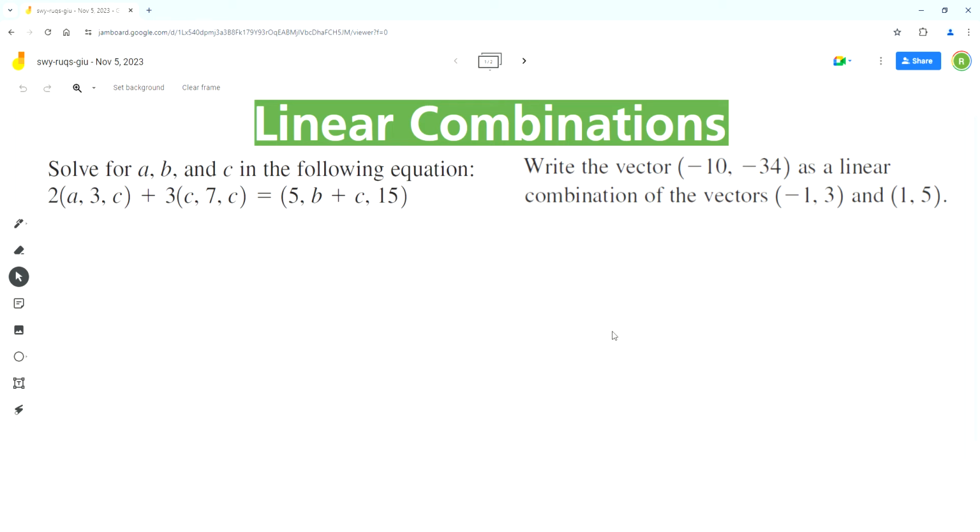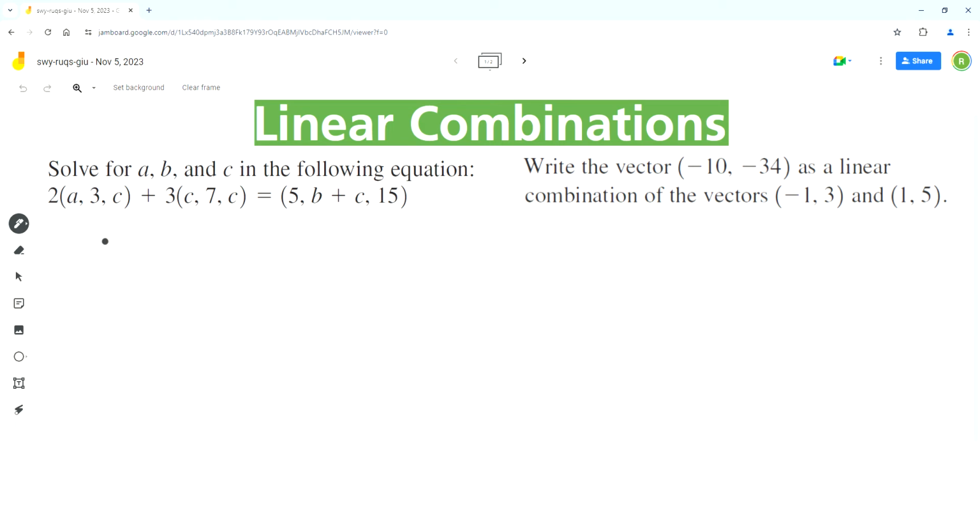So in this video, we'll solve these two problems based on the concepts of linear combination. So let's start with the first problem. Solve for a, b and c in the following equation. So we have to find the values of a, b and c using this vector equation.